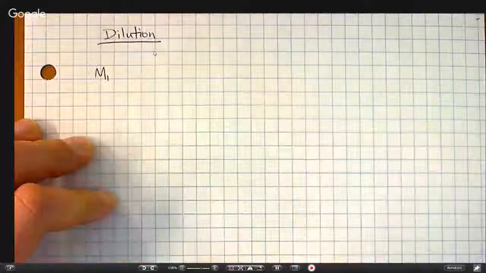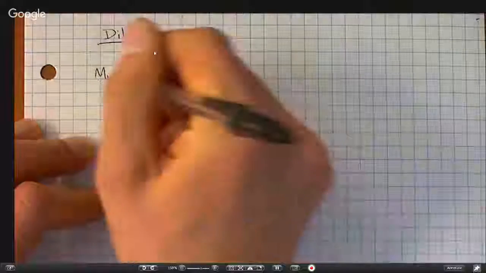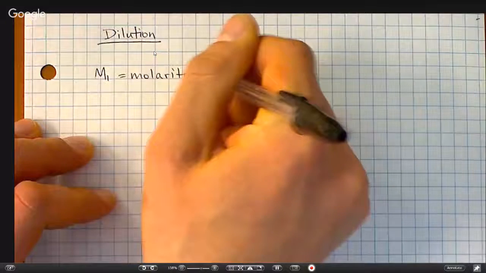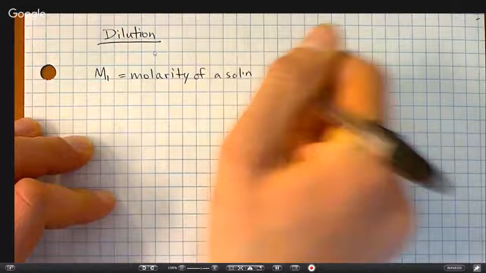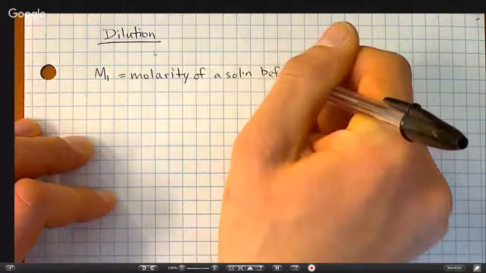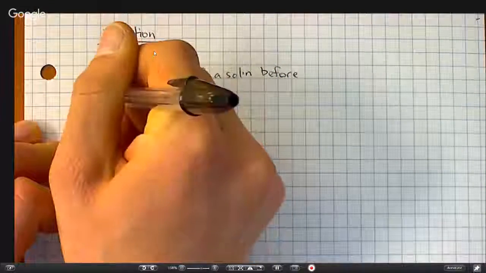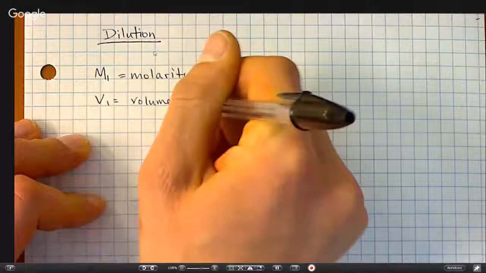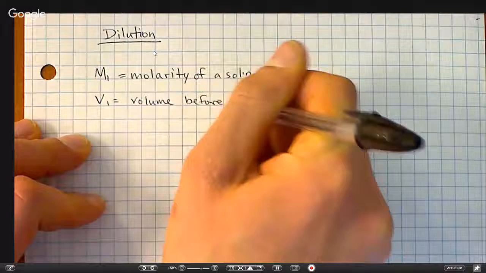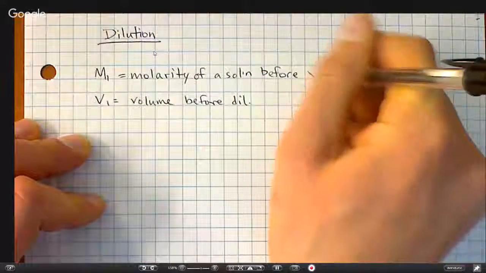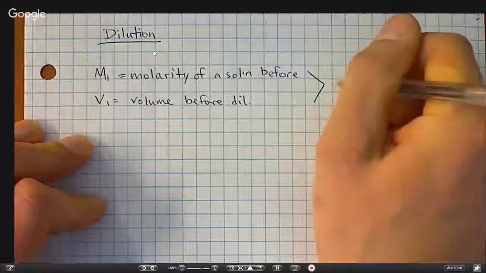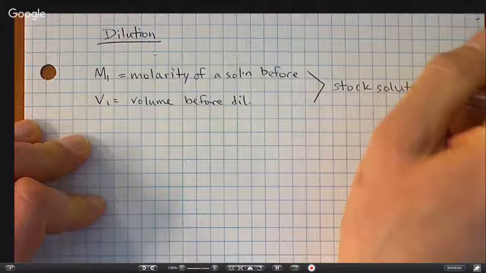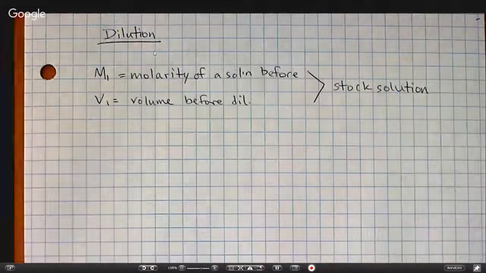We're going to define M1. This is the molarity of a solution before we dilute it. And V1 is the volume before we dilute. These two comprise what we call the stock solution. So it's what we start with before we do any dilutions for the experiment at hand.